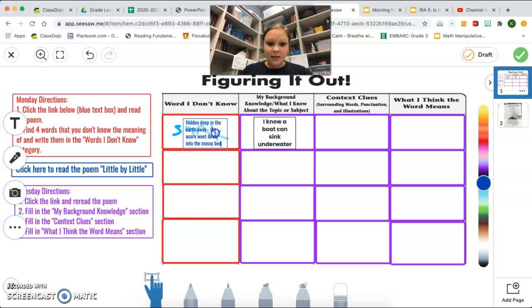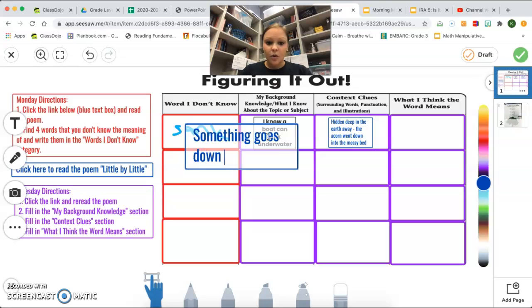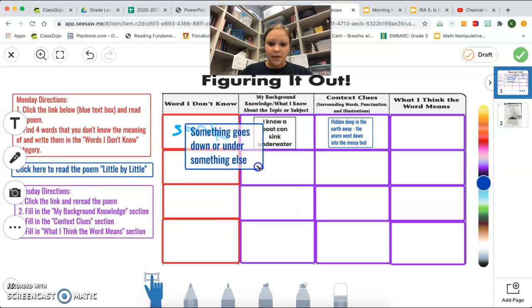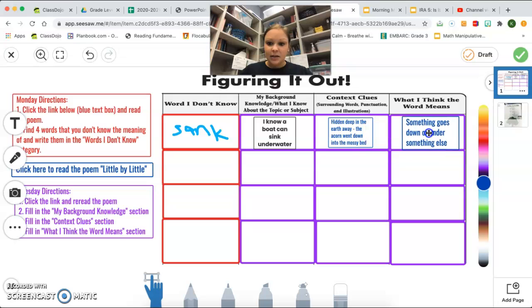And then for the last one, I'm going to take both of these things that I know. I know that a boat can sink underwater, and that the clue hidden deep in the earth away means that the acorn went down into the mossy bed. So I think this word sank means something goes down or under something else. So sank, I think, based on the clues, means that something goes down or under something else.